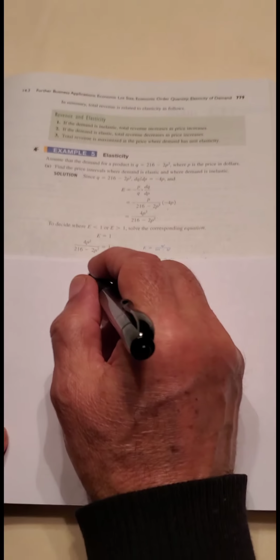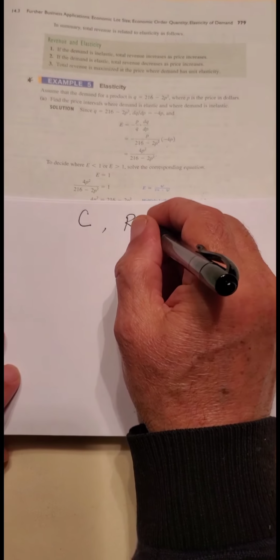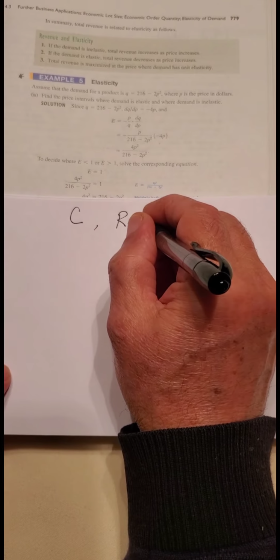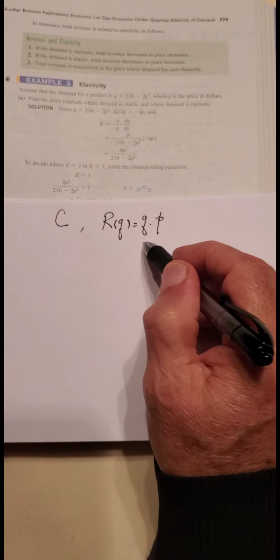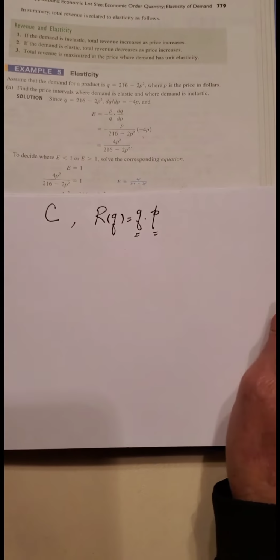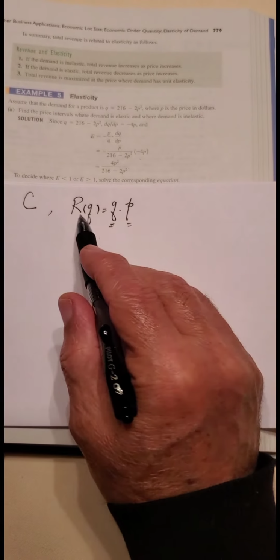Now to go further, we would like to write a relation from P and Q and the revenue function. What is the revenue in general? We said that we have a cost function and a revenue function, but the revenue, in terms of Q, is just Q times P. Q is the quantity and P is the price of each item, and this will give you the revenue.